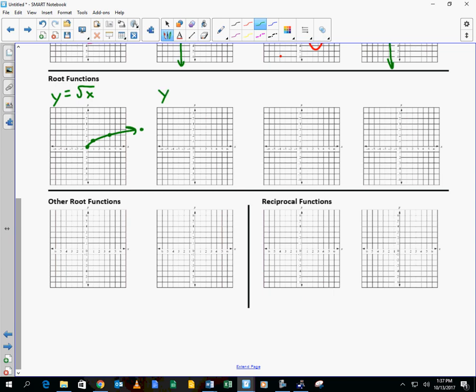Okay. Y equals the cube root of x. You take the cube root of a positive, and you get a positive. If you take the cube root of a negative, you get a negative. The cube root of -8 is -2. So you do get negatives. A cube root, you can, yeah.